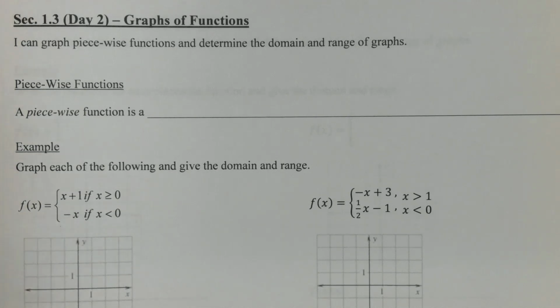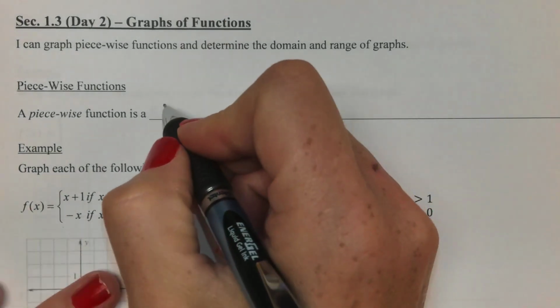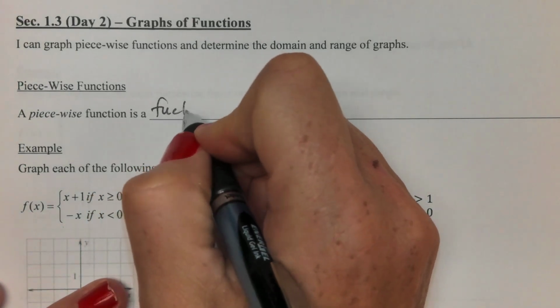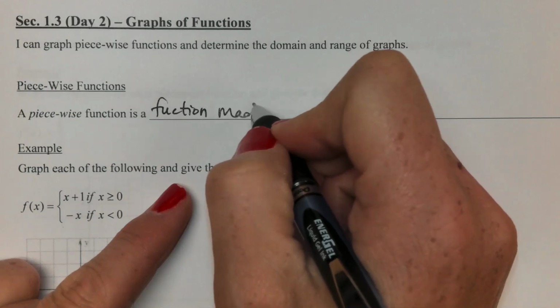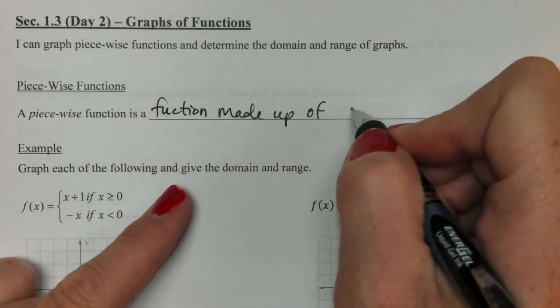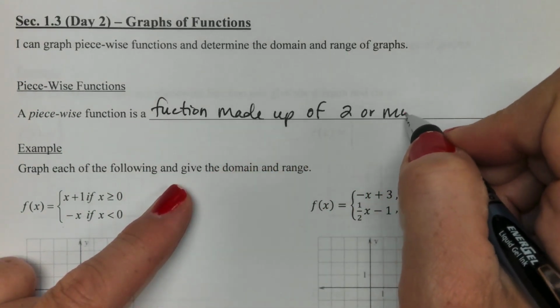This is section 1.3, day 2, and today we're going to take what we were doing with graphs yesterday, and we're going to move into something called a piecewise graph. And a piecewise function is really just a function made up of two or more graphs, a function made up of two or more equations.